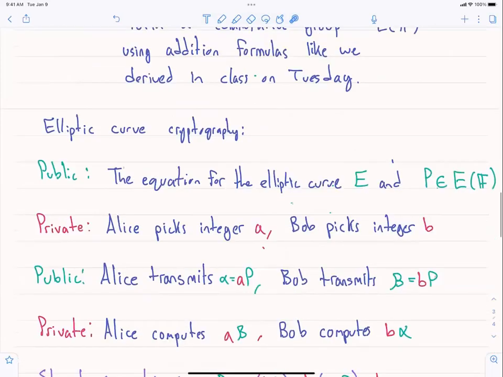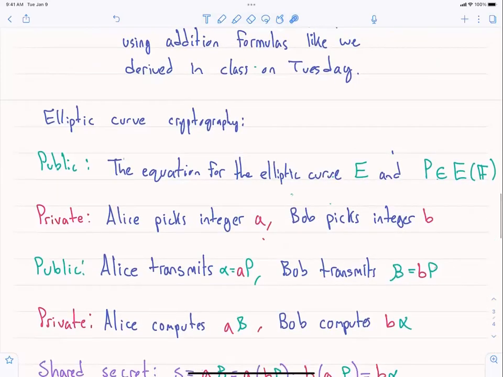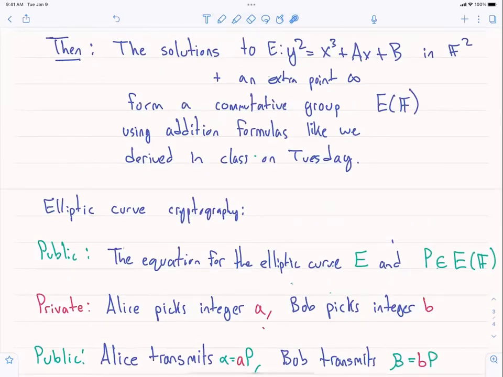So the public information you start with would be the equation for the elliptic curve E, like y squared equals x cubed plus ax plus b, where a and b are elements in your field F. So you have your elliptic curve, and then you have some point that lies on that elliptic curve, some x and y in F that satisfies this equation in your finite field.